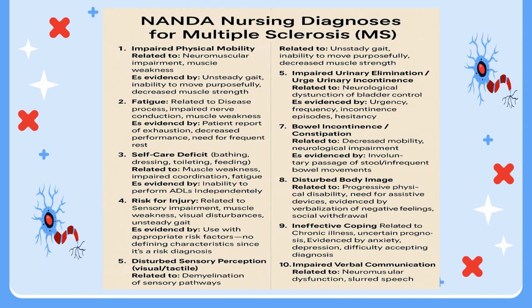Okay. Next, we move on to the NANDA diagnosis. This is very, very important. So, we start with impaired physical mobility, obviously, because it is happening because of the neuromuscular impairment and the muscle weakness, as evidenced by unsteady gait and inability to move. Because the patient will come to you with this problem: nystagmus or optic neuritis, ataxia, that is your gait problem, and your dysarthria, and decreased muscle strength.